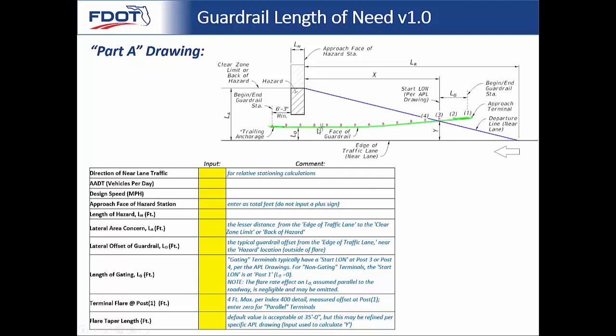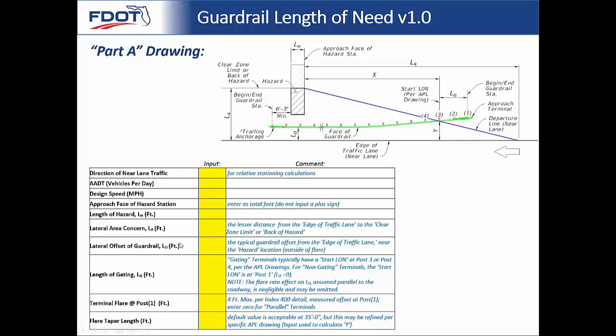So if you remember, we're trying to design guardrail in the most efficient way possible. So basically we're saying we don't need to design it any longer than we have to. If you have a hazard where the back edge of it is only 15 feet off the roadway and your clear zone's 26 feet, you don't have to design for the full extent of that clear zone. You just only design to the back of hazard, and it will make your guardrail considerably shorter.